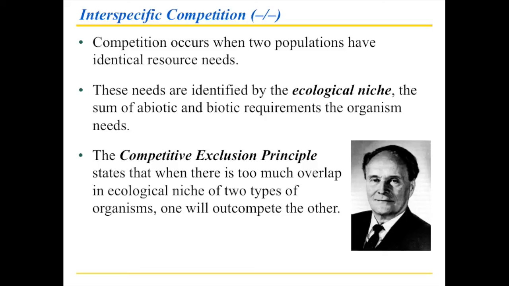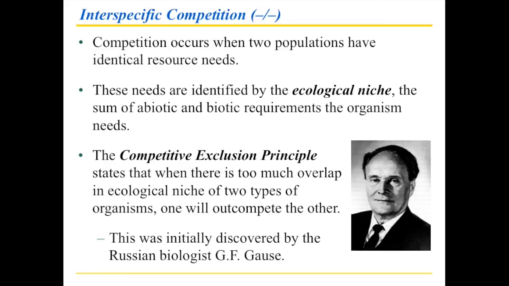Now, there is something called the competitive exclusion principle. The competitive exclusion principle states that if two organisms have identical ecological niches, then one is going to outcompete the other. So you cannot have two organisms with exactly the same requirements in the same place. And this was a hypothesis that was discovered and tested by Dr. Gause. This is a picture of Dr. Gause.